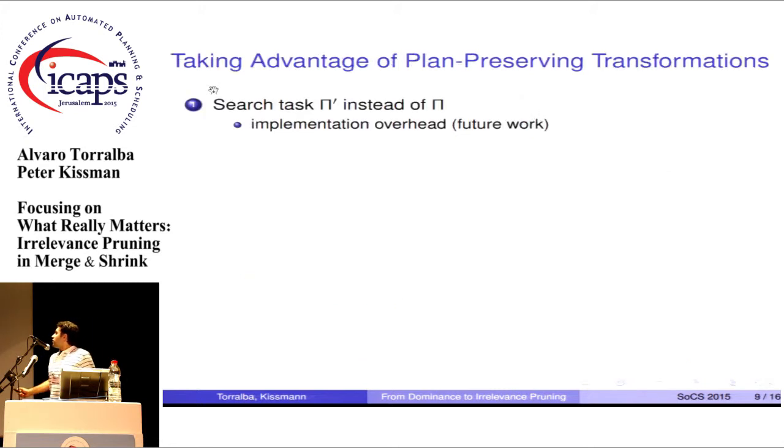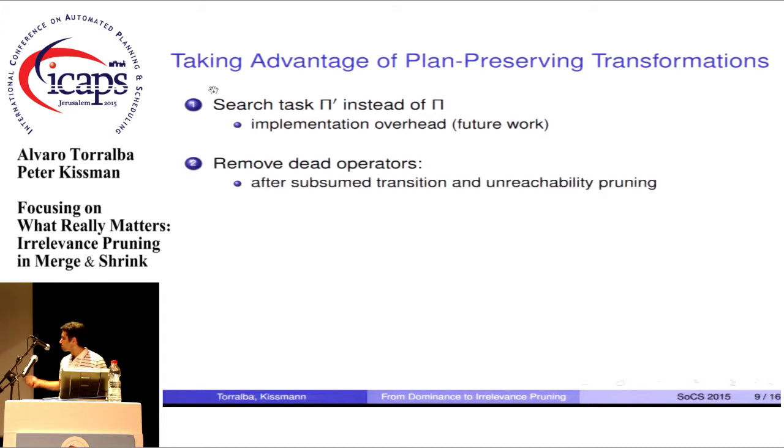Okay, so once we have a transformation, we can do several things with it. As I have pointed out before, you could search the transformed task, which is smaller than the original task, and use that as a plan for the original task. However, this task is represented as a merge-and-shrink transition system, and this could be quite an implementation overhead. It would require implementing all the search algorithms and all the heuristics. And we wanted to test this idea in a simpler setting. So what we are going to do is basically see which operators have been completely removed from the task P prime, and remove them from P.